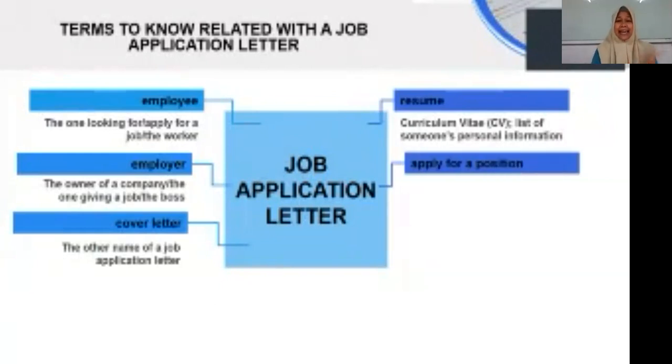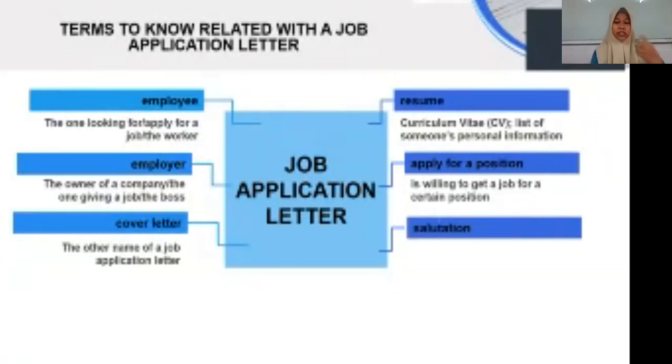Okay, next, these words: apply for a position. Yeah, this is a phrase. It means you want to get a position in a company, to show the willingness for you to get a certain position. You can also say, I want to have the position, but it is less formal. The best one is that you use the word apply. So, I would like to apply for a position of blah, blah, blah. Yeah, you can tell what the position is.